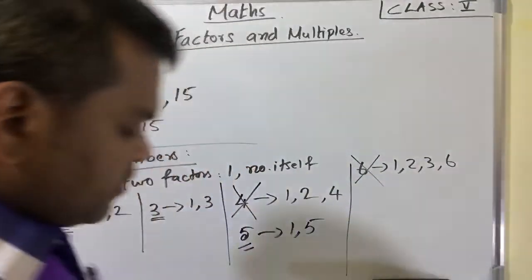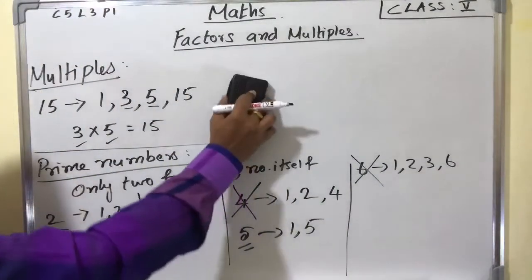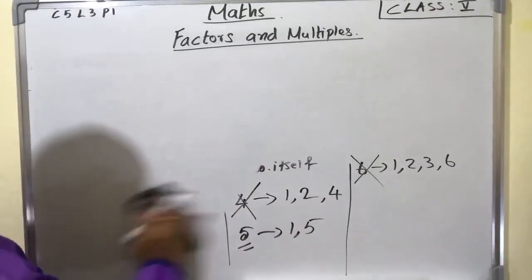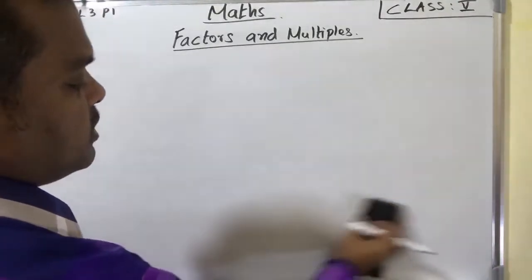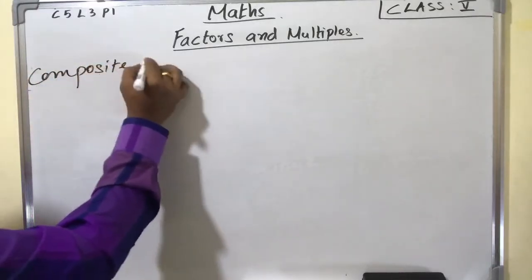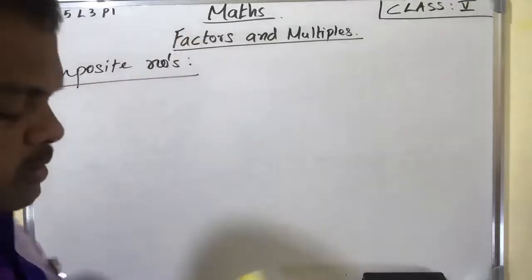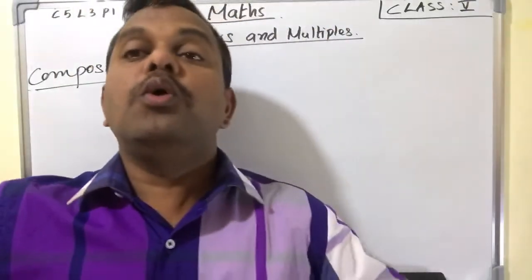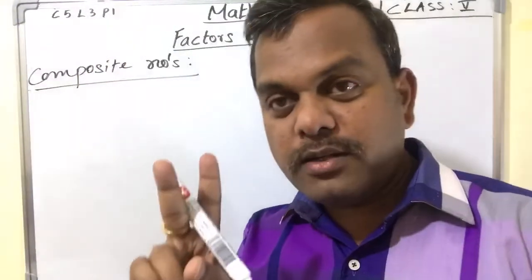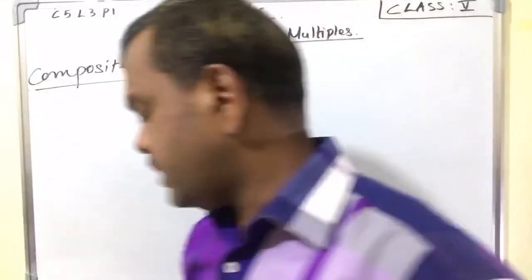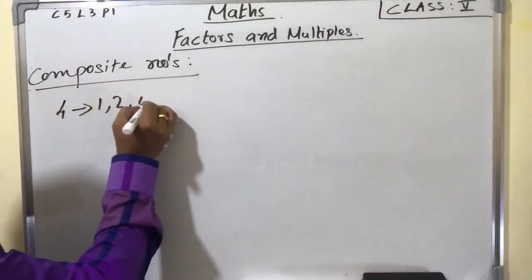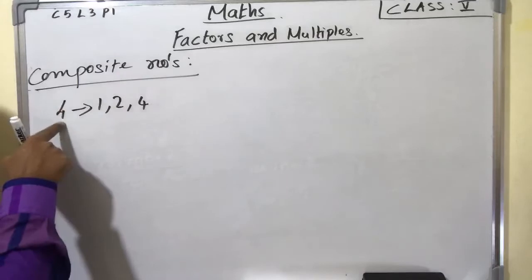Okay, understood? Next one, composite numbers. What is a composite number? Numbers that have more than 2 factors. Prime number means only 2 factors. Composite means more than 2 factors. For example, 4. Factors of 4: 1, 2, 4. 3 factors. More than 2. So 4 is a composite number.